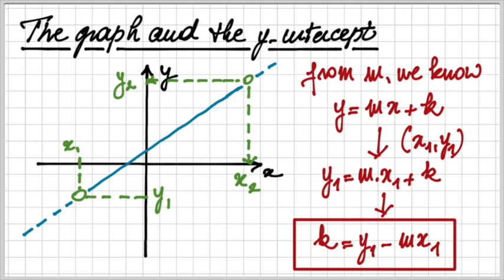So we just brought everything to the other side, isolated k, and found the expression of the y-intercept. On the graph, we see that the y-intercept is at this point, k, and now we have the complete equation.